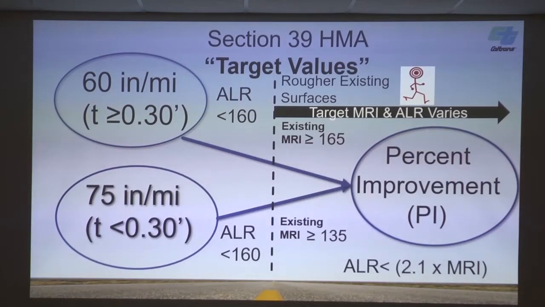This slide gives you an idea of when we go to this moving target. When you hear the term percent improvement, that means it's a moving target. The specs adjust up if you're overlaying a rougher surface, which makes sense. If you're going to overlay a road that's really rough, 200 inches per mile, and we had a spec of 75, it's difficult for the best of pavers to get a 75 on something that's 200. So we're going to raise the spec up a little bit.